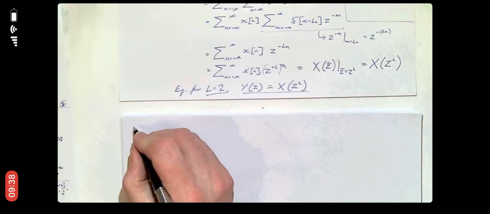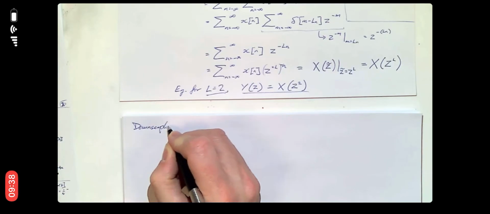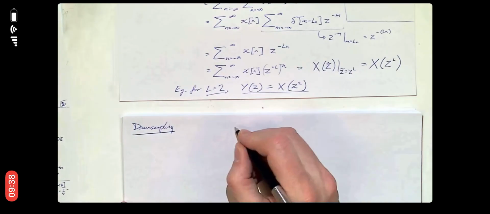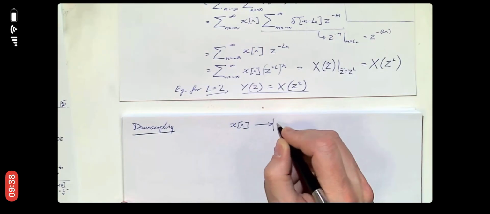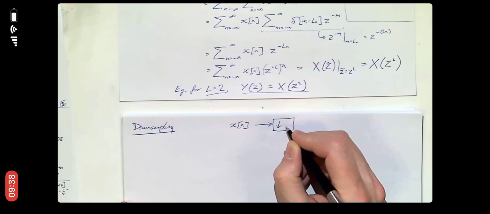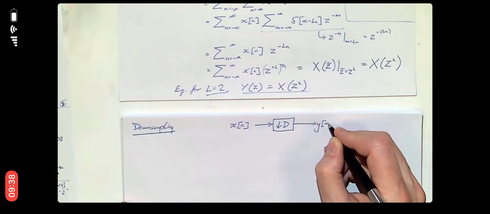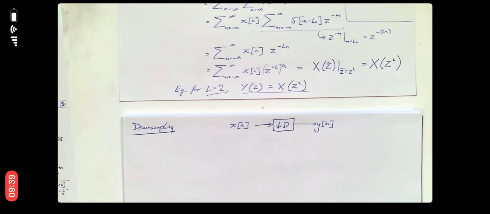Let's now try downsampling. So downsampling. Now we've got our x of n coming into a downsampler, downsampled by d, and out comes our y of m. And notice I'm using, again, n and m, two different values because we've got two different sampling rates, so it's easy to keep track of those.